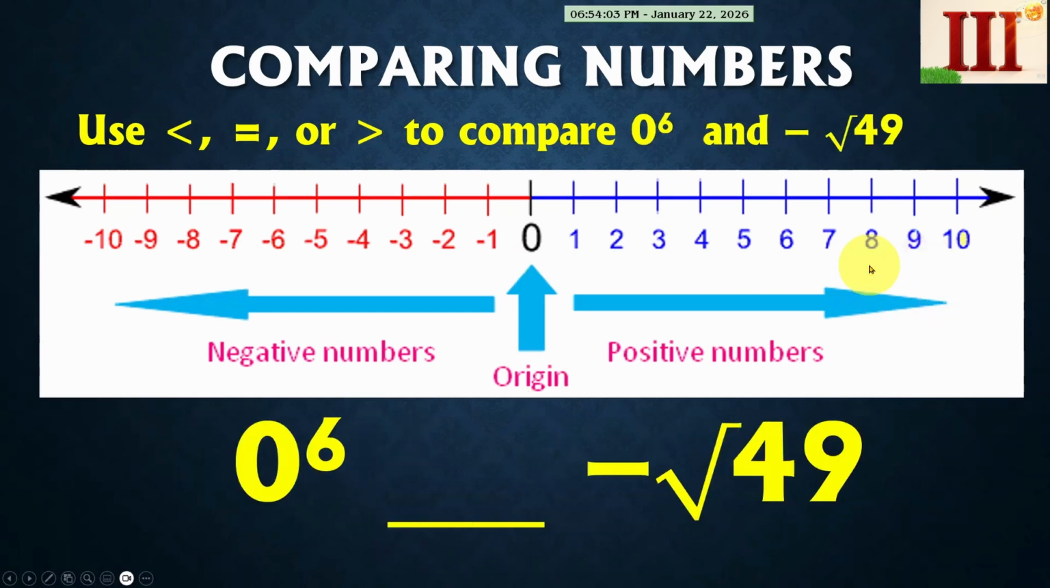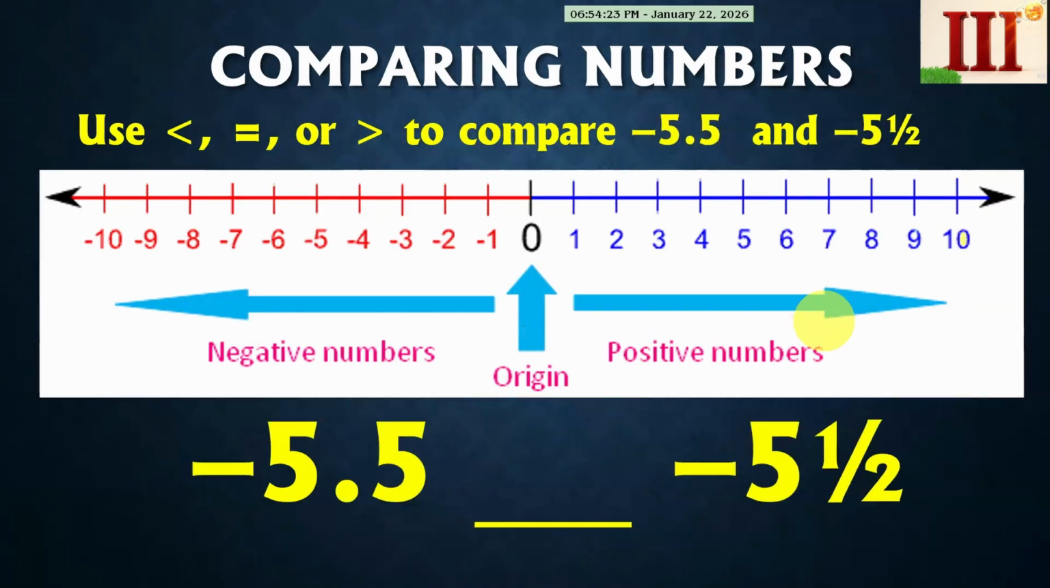And then we have 0 to the power of 6, which is 0. You have the negative of the root of 49, which is -7. So we focus on the first number. Remember, 0 is higher than any negative number, so that's going to be greater. And then one more we want to look at, -5.5 and -5.5. It's the same number, so they're equal.